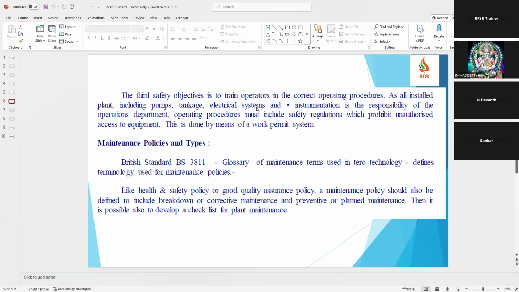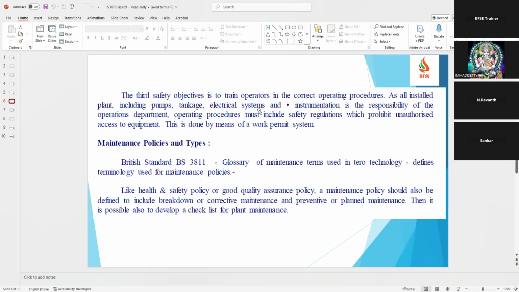And also correct the operating procedures. So in case of any necessity of corrections to the procedures or the activities they are performing on the machines, it has to be corrected. And all the installed plant includes pumps and equipment or electrical systems. Based on the systems also, in case of any necessary changes, sometimes you will bring in a new machine or new technology comes in, there we need to correct our operating procedures. And instrumentation is the responsibility of the operational department.